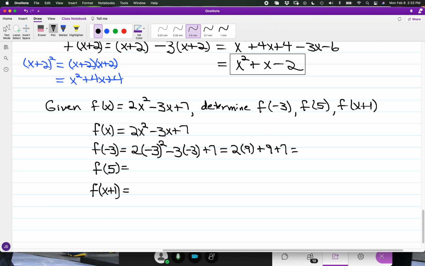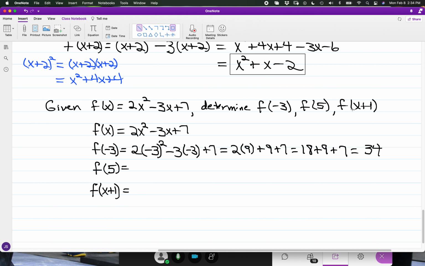And following through, you have 2 times 9 is 18. 18 plus 9 is 27, and 27 plus 7 comes out to 34. So whenever x is at negative 3, the corresponding y value is going to be 34.